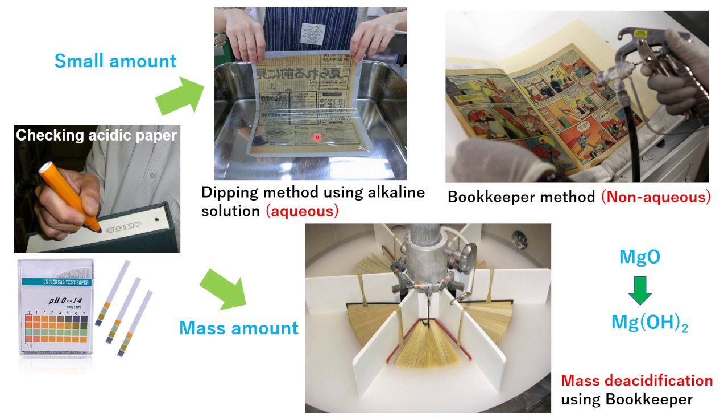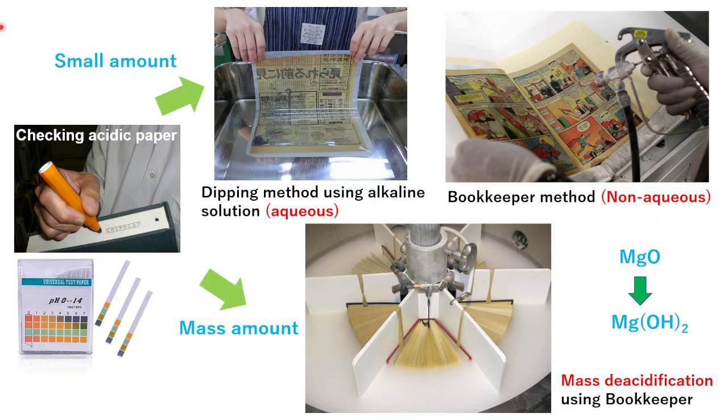And because the paper is immersed in aqueous solution, it has a cleaning effect to remove discoloration products as well. And the cost of materials such as calcium and magnesium carbonate is cheap. If the quantity is small and valuable, it is better to use this method. But it is difficult to deal with hundreds of thousands or millions of acidic papers.